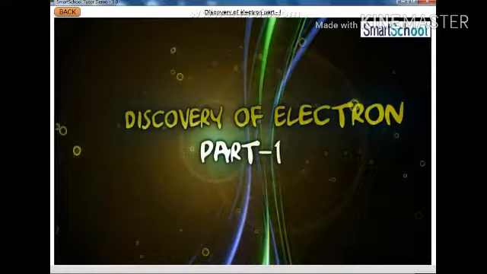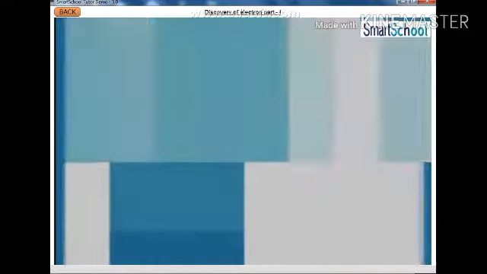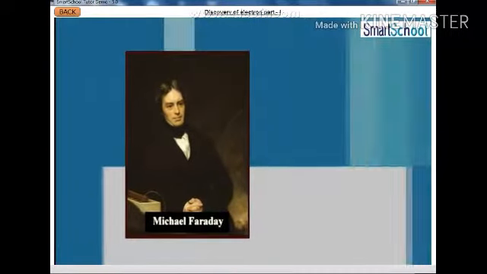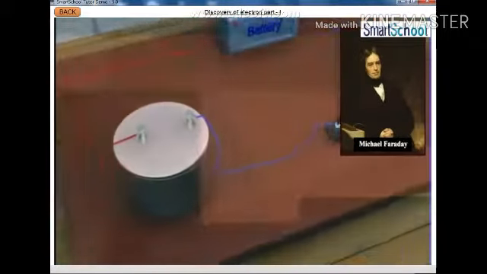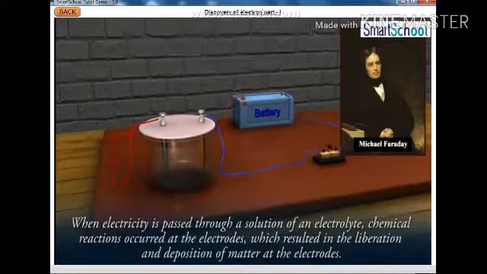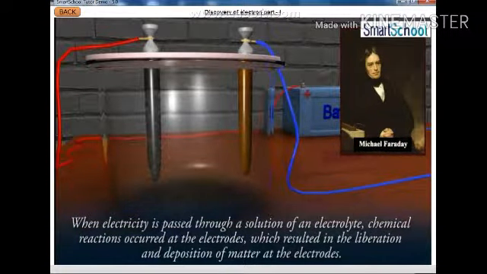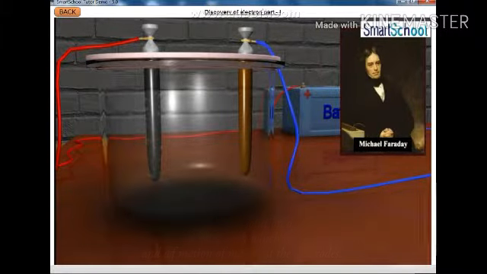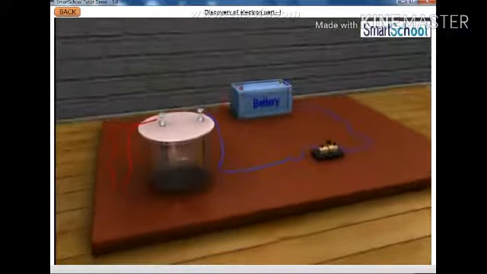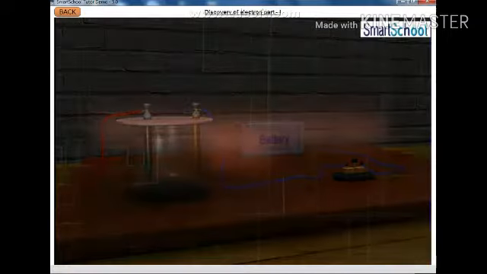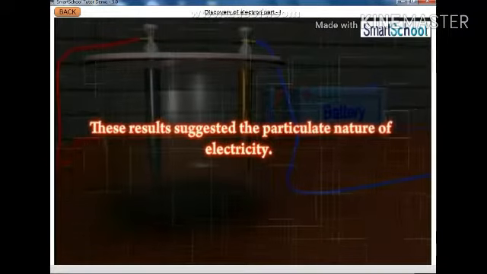Discovery of Electron, Part 1. In 1830, Michael Faraday showed that if electricity is passed through a solution of an electrolyte, chemical reactions occurred at the electrodes, which resulted in the liberation and deposition of matter at the electrodes. He formulated certain laws which you will study in class 12. These results suggested the particulate nature of electricity.